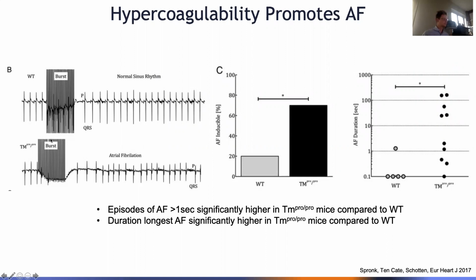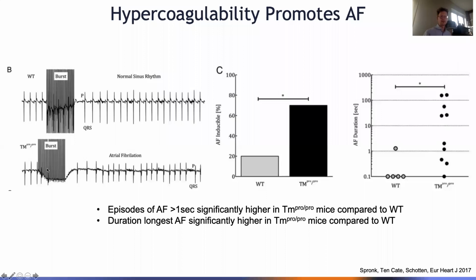for a few seconds, and then afterwards they stopped. Here when we pace them, we of course induce atrial fibrillation because we manually pace the mouse. And then afterwards, when we stop, a wild-type mouse immediately goes back to a normal sinus rhythm. So it's not prone to develop atrial fibrillation. But what happens if we do this in a mouse that's actually hypercoagulable?